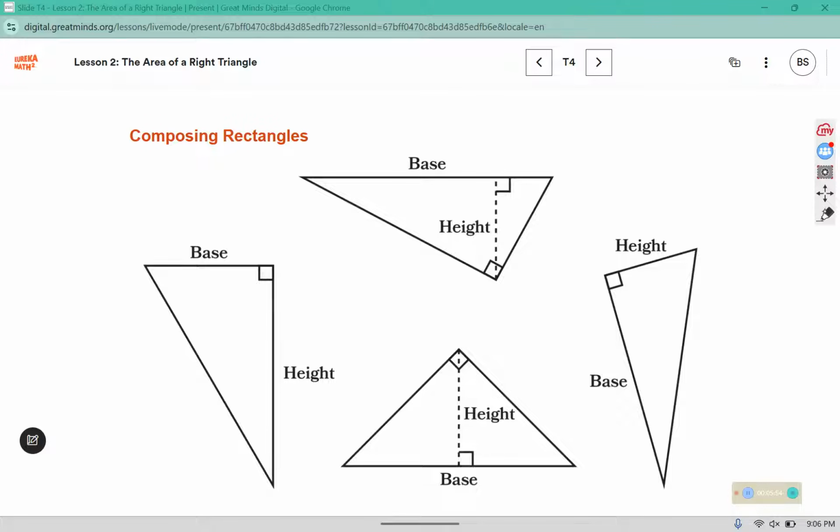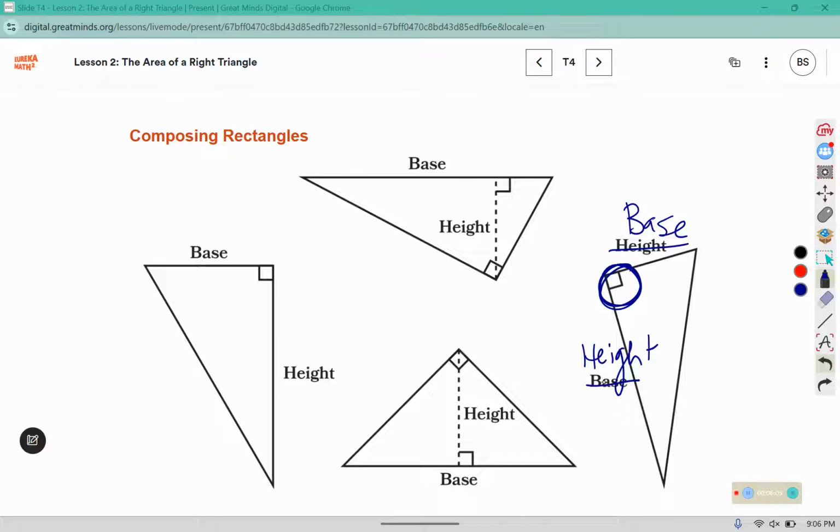Does it matter if this was the height and this was the base? No, as long as they form that 90-degree angle, we can swap out the base and the height without changing its area. And you can see here that sometimes the height isn't even a part of the triangle or a side of the triangle. Sometimes it's in the middle. So the base is typically a side, but the height doesn't have to be a side. It can fall somewhere in the middle of the triangle or off to the side of the triangle. What we're looking for is that 90-degree angle.